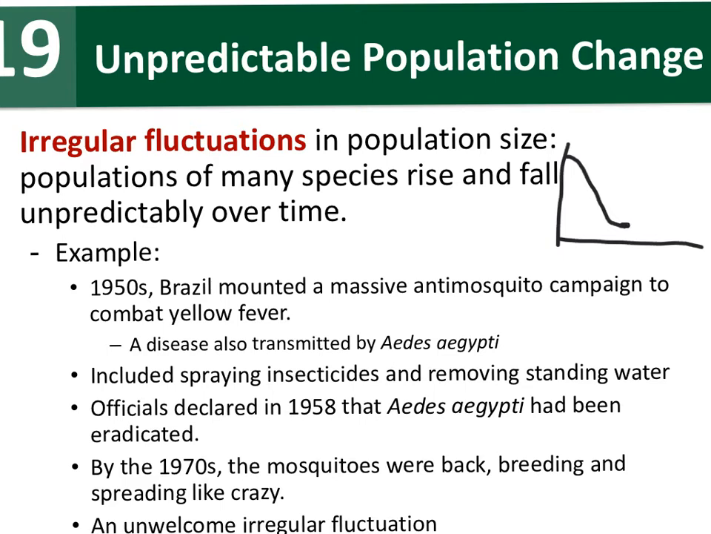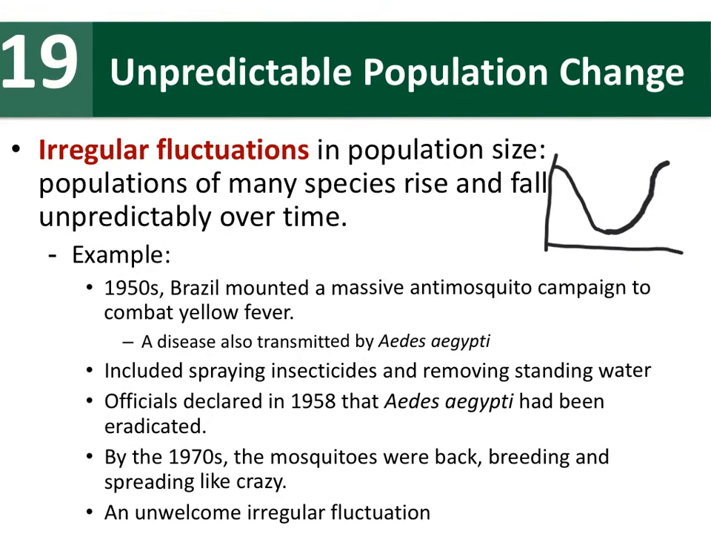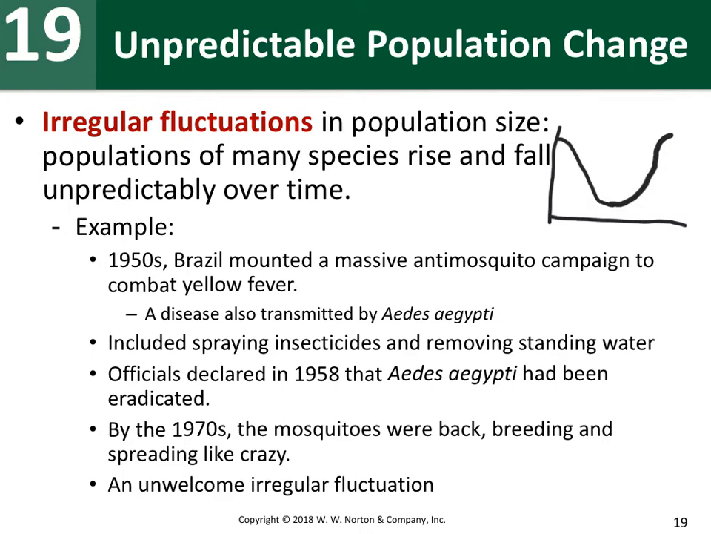By the 70s, instead of keeping the campaign going to a maintenance level, they stopped it. And so the population of the mosquitoes increased, and yellow fever increased. And now, an unwelcome irregular fluctuation, so the population of mosquitoes was all over the place.